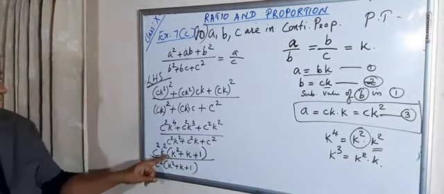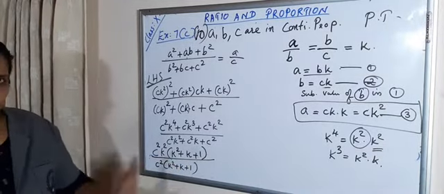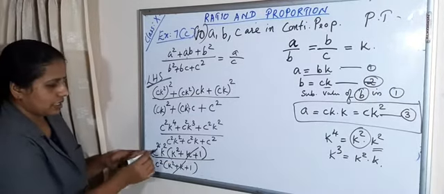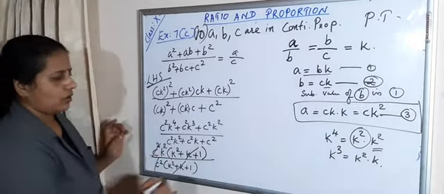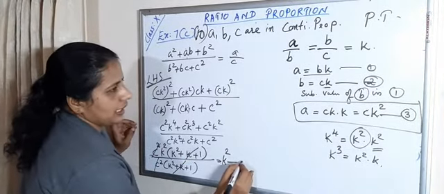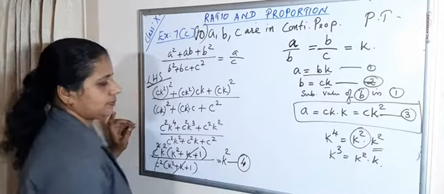Look at here, k square plus k plus 1, k square plus k plus 1 is here. I am cancelling these two terms. Then next one c square, then only k square is left. So write it as 4.